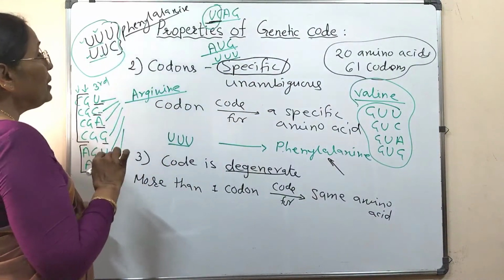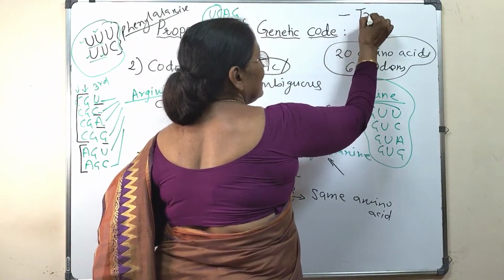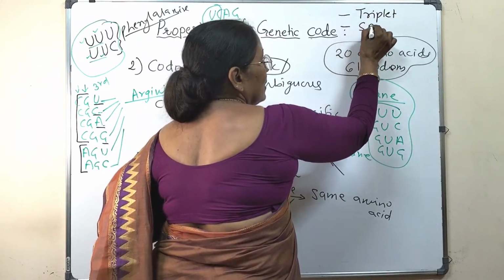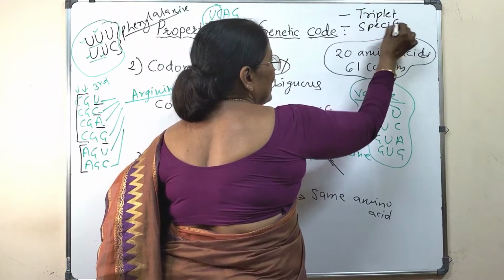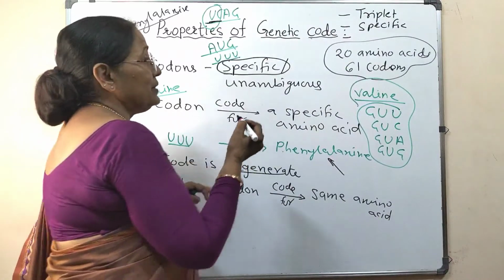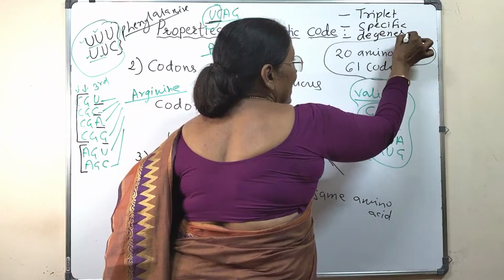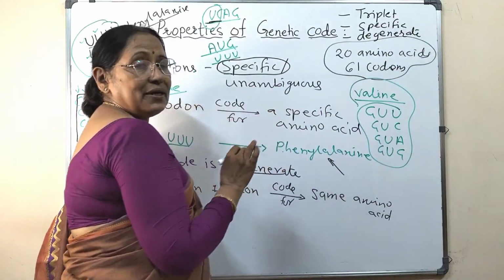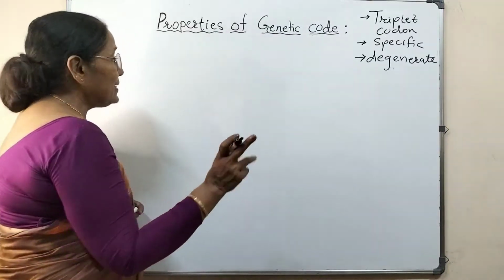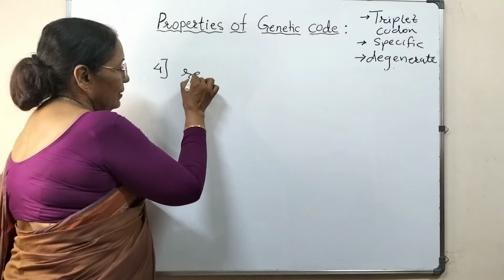The first property which we have seen is that a codon is a triplet one. The second one which we saw is that a codon is specific. The third one which we have seen is that a code is degenerate. Degeneracy means more than one codon coding for the same amino acid. Very simple.